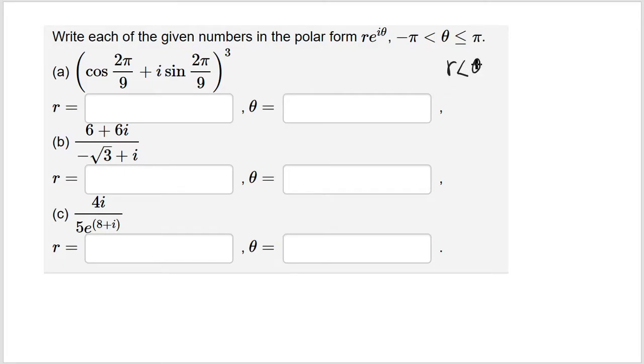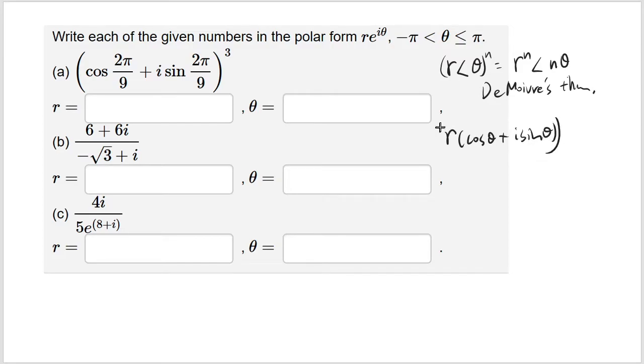De Moivre's theorem, which says r angle theta to the nth power is r to the nth power and angle n theta, is called De Moivre's theorem or formula. Now, because this r angle theta is just a shorthand for r cosine theta plus i sine theta, the nth power of this, saying that this is equal to this right side, really means the following.